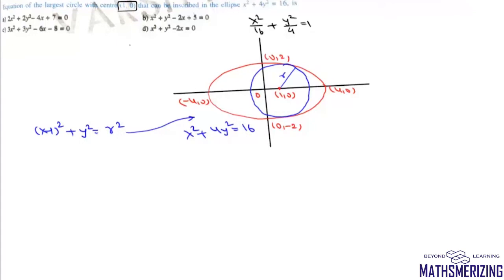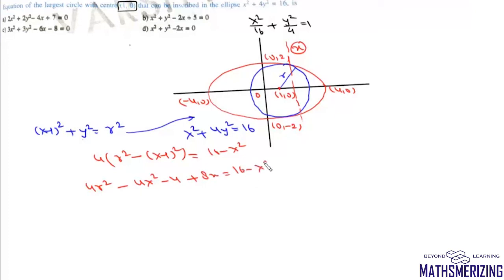Now if this circle is tangent to this ellipse, then the circle and ellipse should intersect at only one value of x. So we'll eliminate y from these equations. We write 4y² = r² - (x - 1)² multiplied by 4, which equals 16 - x². So this equation is 4r² - 4x² - 4 + 8x = 16 - x². We'll get this equation as 3x² - 8x + 20 - 4r² = 0.